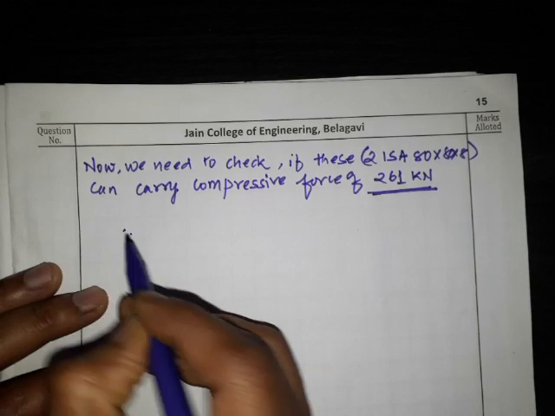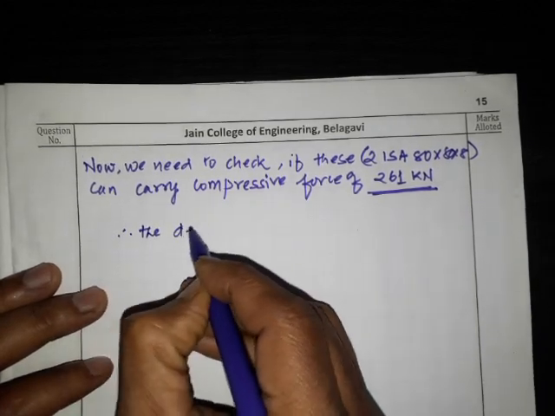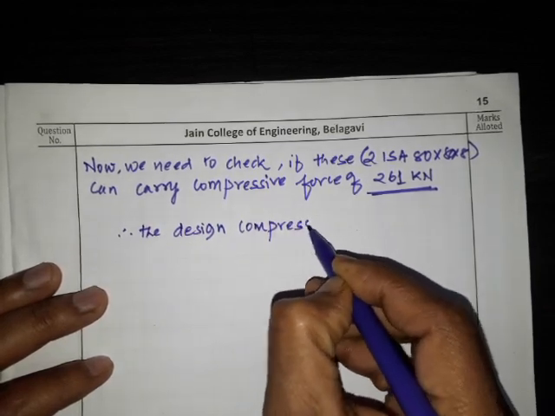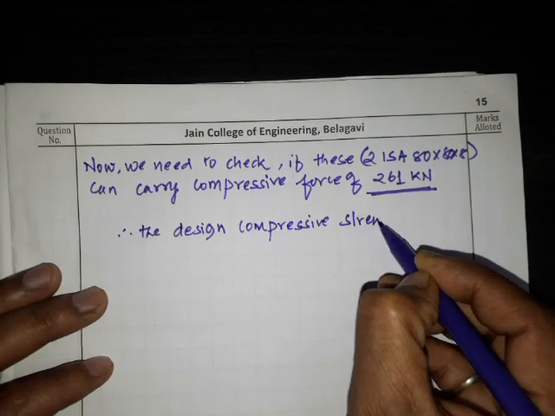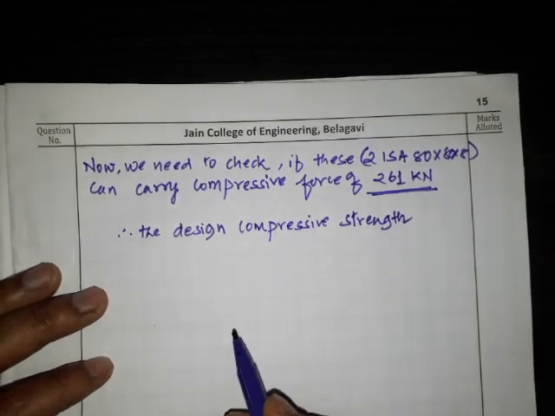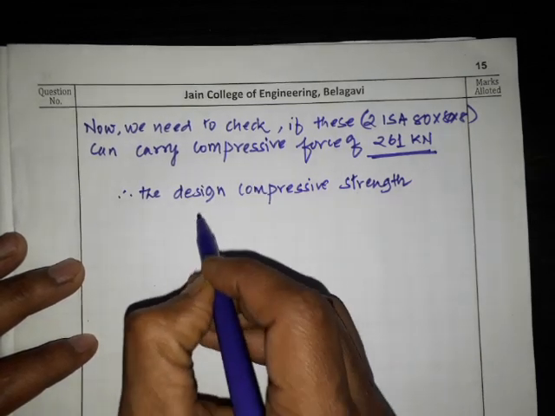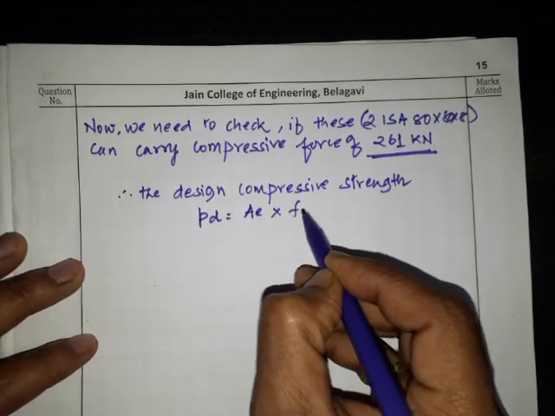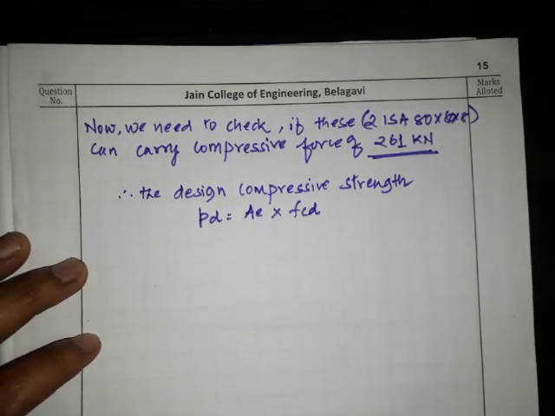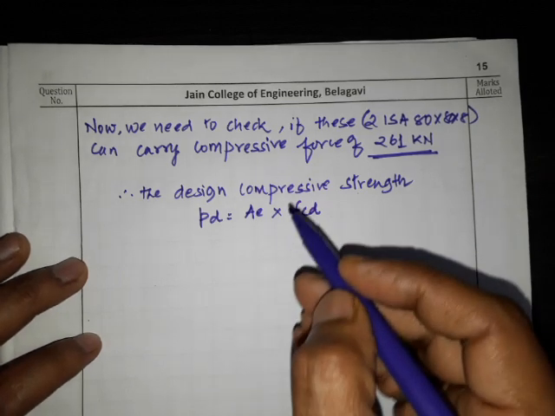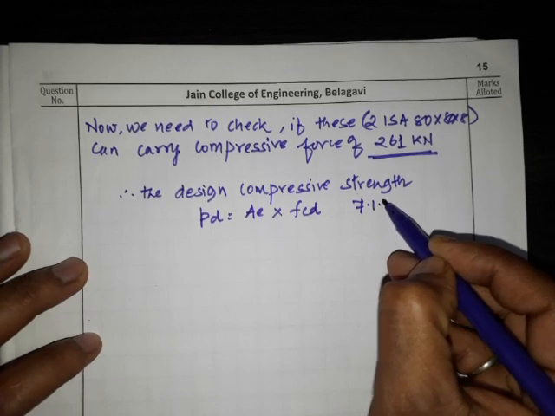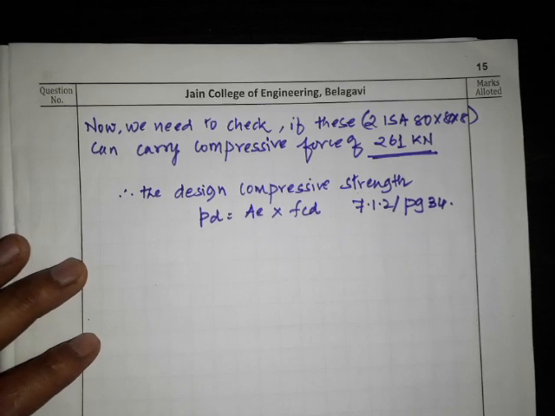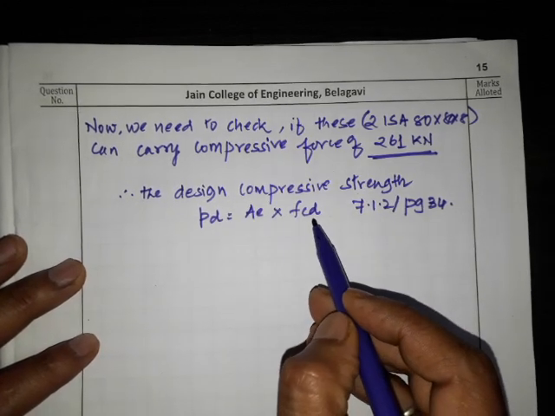So therefore, the design compressive strength PD is given by Ae into FCD. As per clause number 7.1.2, page number 34, the design compressive strength is A into FCD. Okay. So first of all we have to find out the FCD.